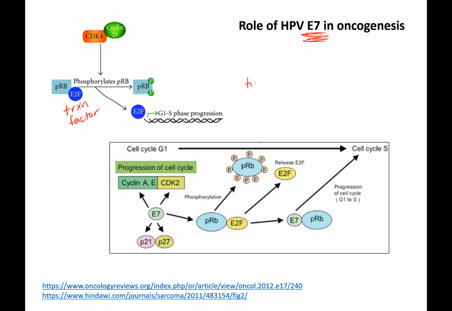RB is a tumor suppressor. It's part of cell cycle regulation. And what happens is E7 will bind to RB, releasing E2F, okay, progression of cell cycle.